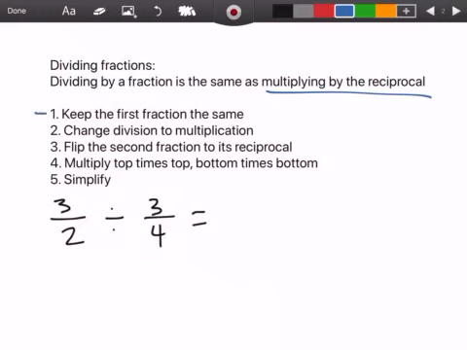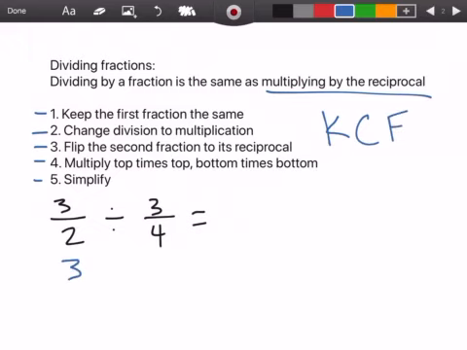We will keep the first fraction the same. We'll change division to multiplication, flip the second fraction to its reciprocal, and then follow the multiplication rules. Top times top, bottom times bottom, and simplify. I like to call this the KCF, not KFC.